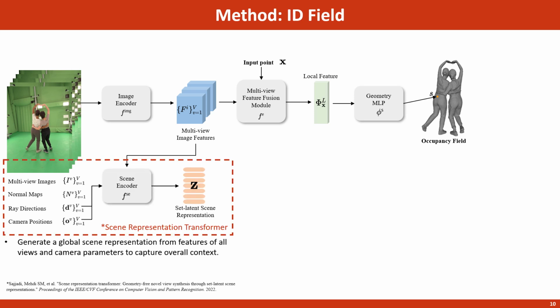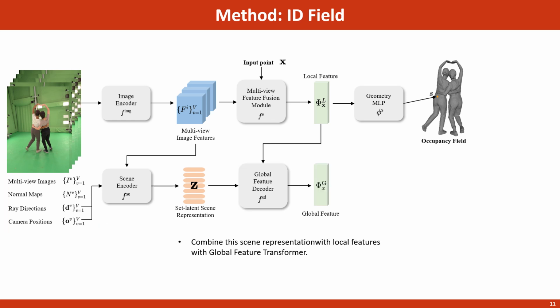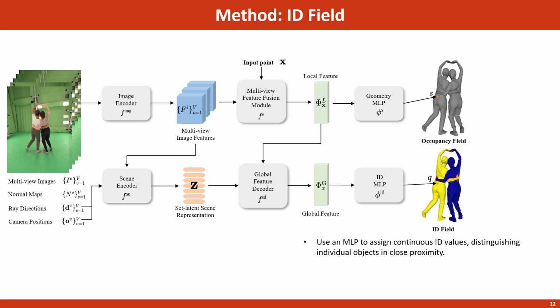For the ID field, we borrow concepts from the scene representation transformer to capture global scene context and handle occlusions due to close interactions. Using images, normal maps, ray directions, and camera position information as input, we obtain a set latent scene representation with global context information. We combine this scene representation with our local features to extract global features that merge local and global scene information. We use this global feature to assign a continuous ID value to each point, distinguishing individual objects in close proximity.